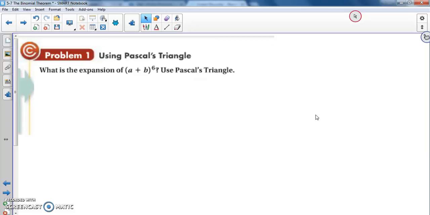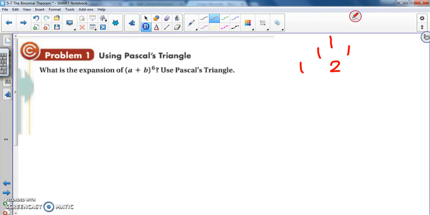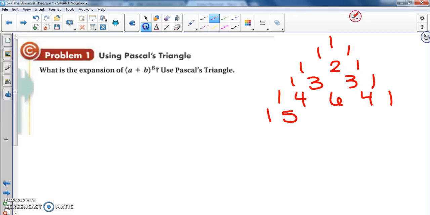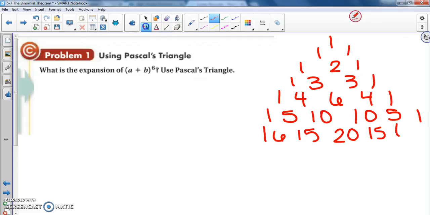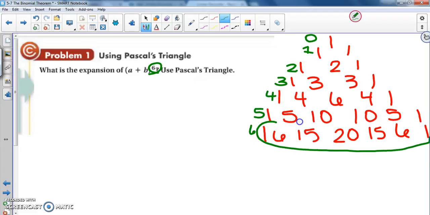So what you want to do first is write out Pascal's triangle. We have 1, 1, 1, 1, 2, 1, 1, 3, 3, 1, 1, 4, 6, 4, 1, 1, 5, 10, 10, 5, 1, 1, 6, 15, 20, 15, 6, 1. This first row is our 0 row. Since we are raising it to the power of 6, we want to go to the 6th row. So this is row 0, row 1, row 2, row 3, row 4, row 5, and row 6. So this is the row that's important to us.